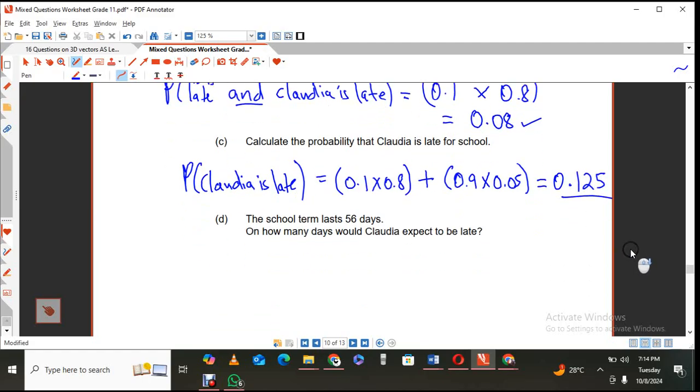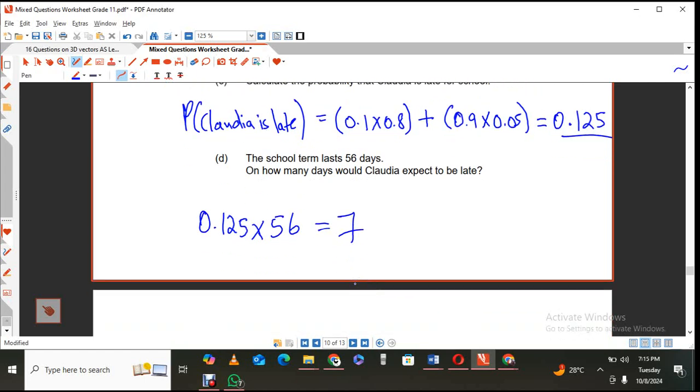Right, so the last one is just saying the school term lasts 56 days. On how many days will Claudia expect to be late? Since the probability that she's going to be late is 0.125, you simply go ahead and multiply that by the 56. So you're going to have 7. So Claudia can be expected to be late for 7 days.